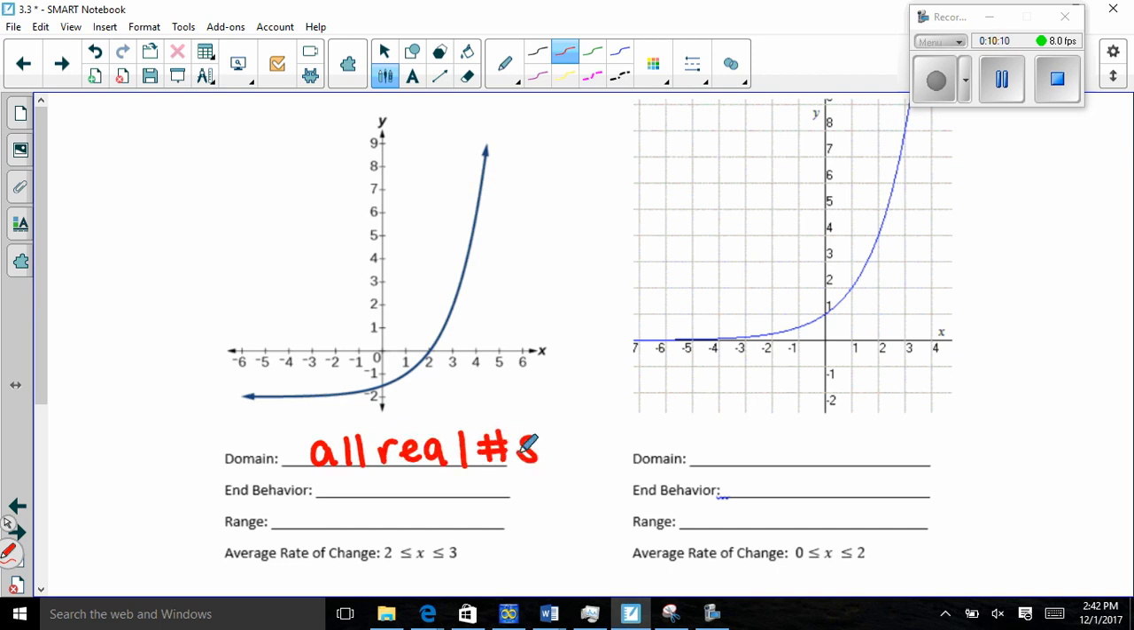My end behavior, if I do this asymptote right here, is y equals -2. My range is greater than -2. All my y's on this line are greater than -2. And find the average rate of change from 2 to 3.